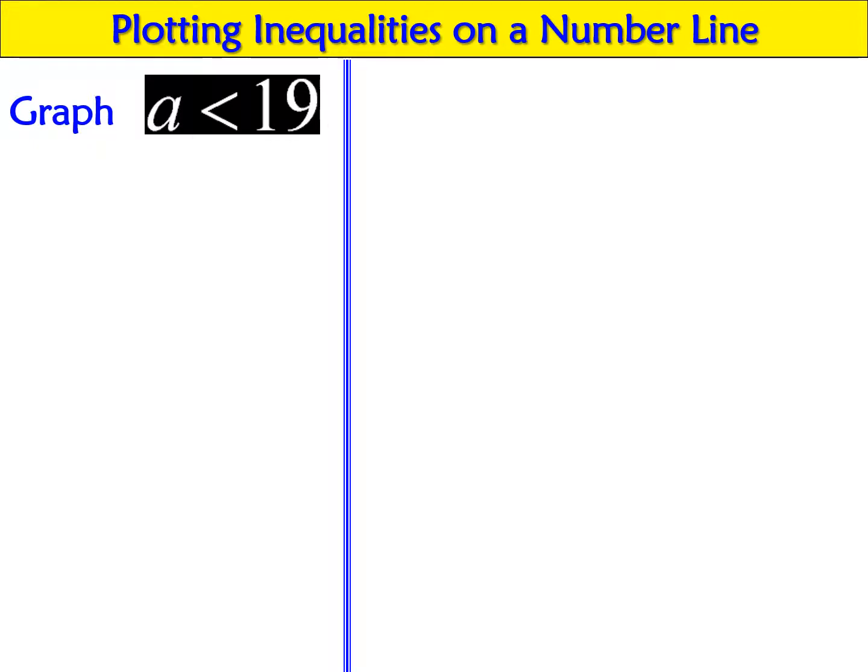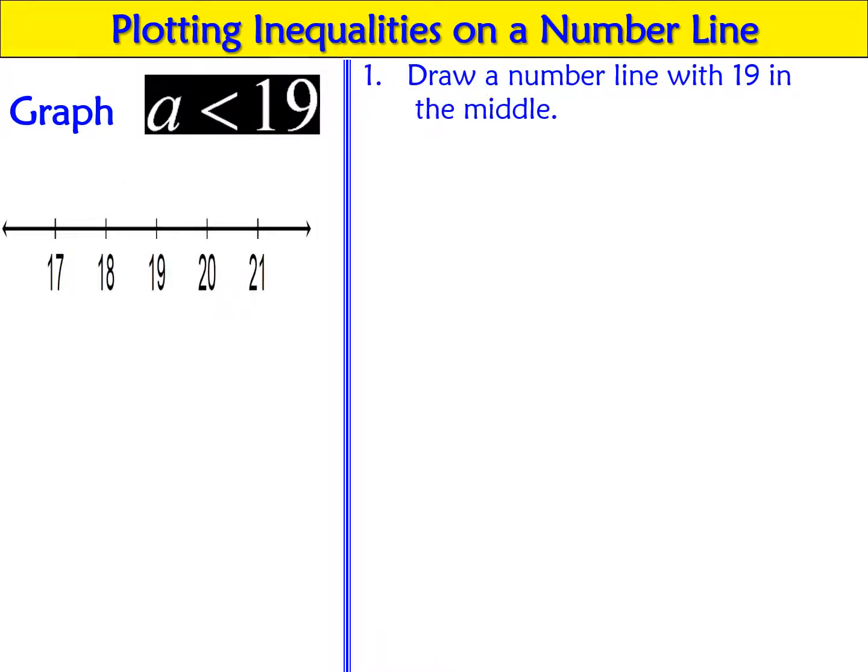Let's start with this. Let's say you were asked to graph a is less than 19. First things first, let's draw our number line. I think your number line should probably be at least 3 numbers long. Ideally, it should be about 5.